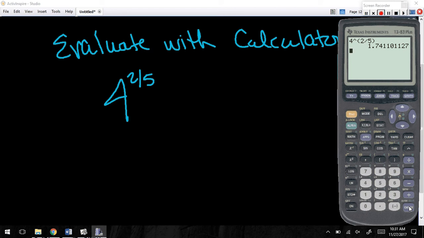If you don't have a graphing calculator, your scientific calculators will still raise to a power. Everyone needs to make sure you can get 1.74 using the calculator that you have. The little caret button. Yes, Trey.